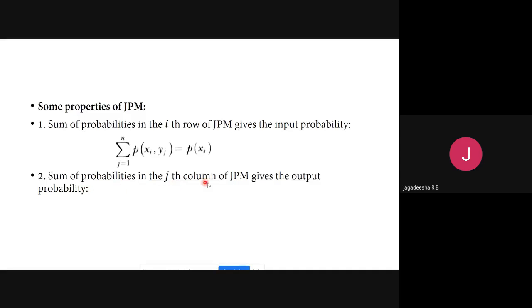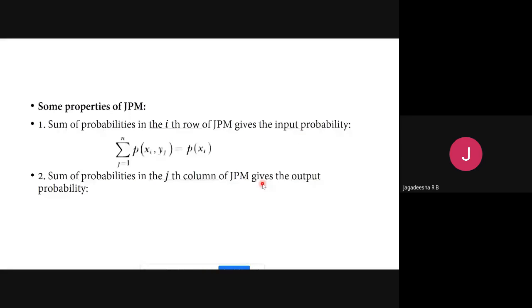Next, the sum of the probabilities of the jth column of JPM gives the output probabilities. I have underlined some keywords here. The jth column, when you sum up those probabilities, you get the output probabilities. If you consider the ith row and sum up those probabilities, you get the input probability. So that we have seen.